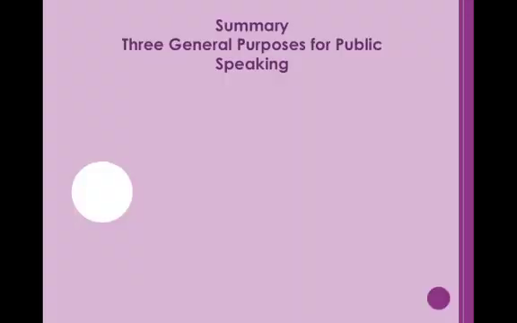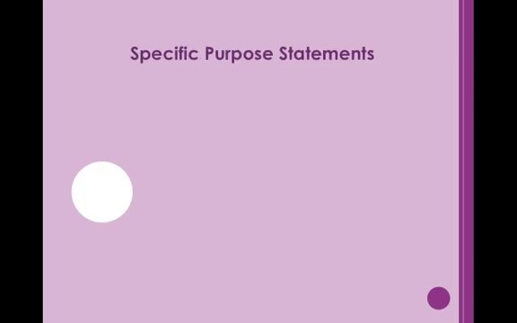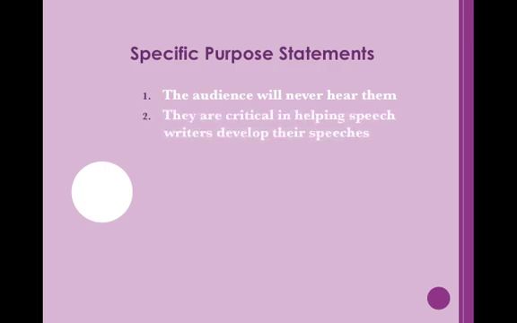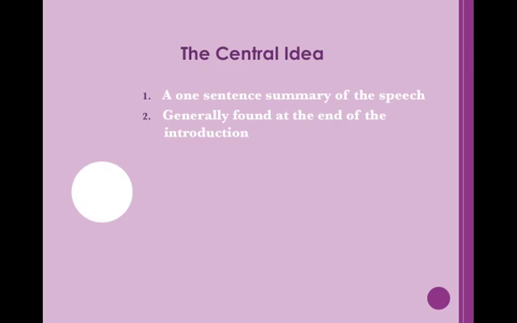So, let's review. There are 3 general purposes of speaking: to inform, to persuade, and to mark a special occasion. Specific purpose statements are one-sentence summaries of what speakers hope to accomplish in their speeches. Although the audience never hears or sees the specific purpose statements, they serve to guide the speaker in the speech writing process. The central idea of the speech is a one-sentence summary of the speech. Generally, a central idea is found at the end of the introduction, and it is a specific, clear, and concise summary of the main points of the speech.